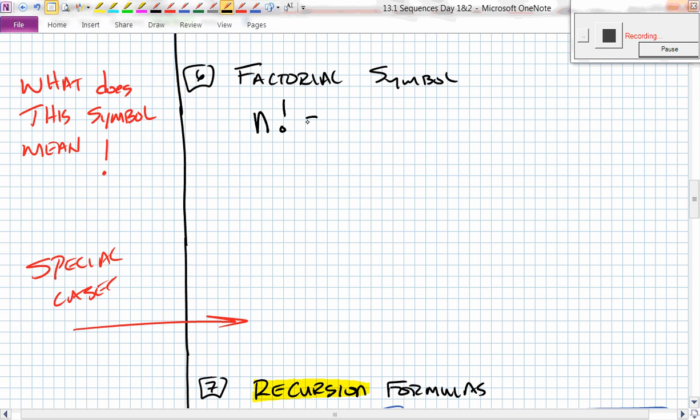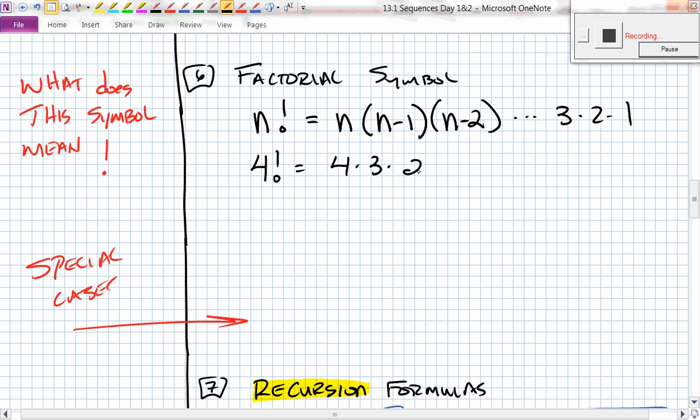What does that actually mean? Anybody know? Yeah. N. All the numbers before it. What's right before n? N minus 1. What's before that? N minus 2. All the way down until you get to 1. Just 1, right? So as an example, 4 factorial is 4 times 3 times 2 times 1.